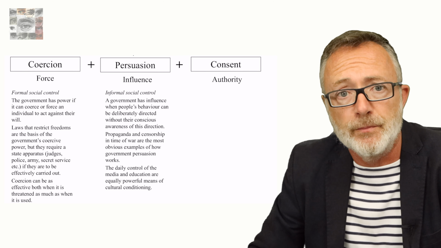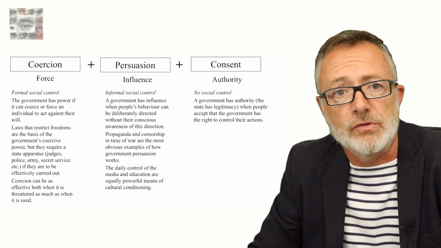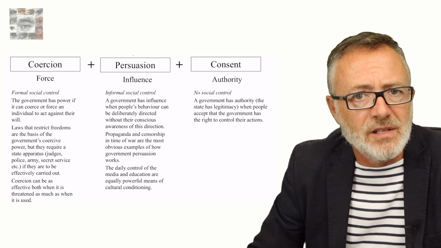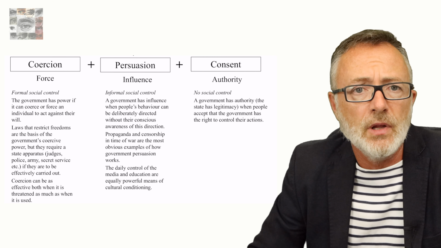A government has authority. That means the state has legitimacy when people accept that the government has the right to control their actions. Now, there are two types of consent that we need to consider because this is not simply a story about democratic government.